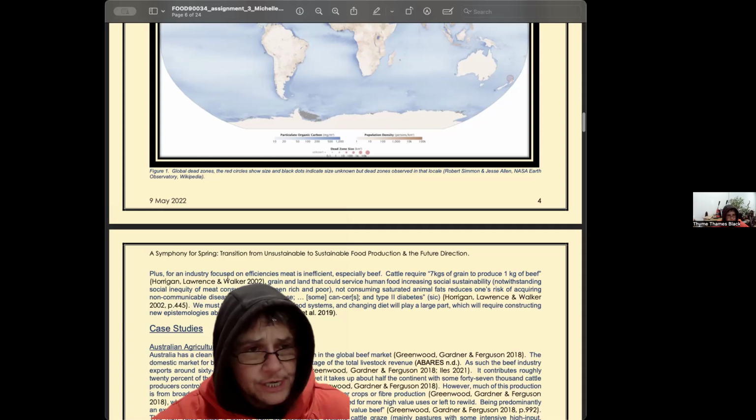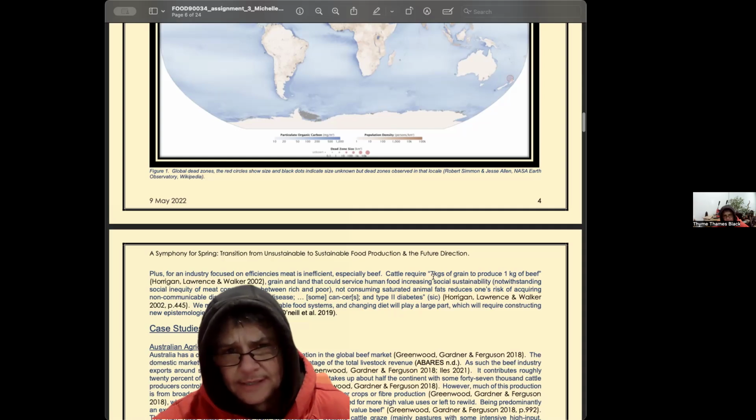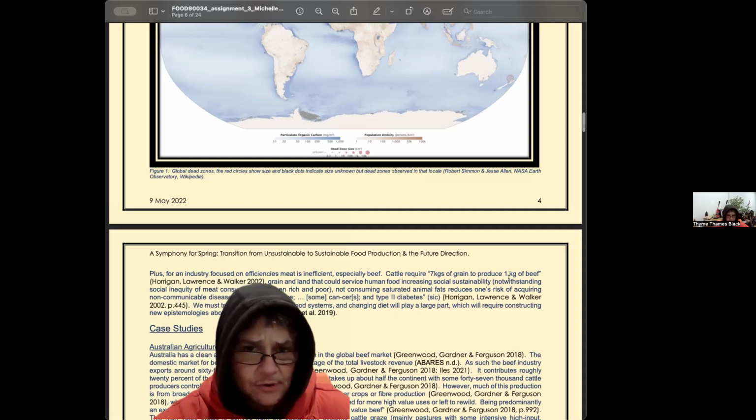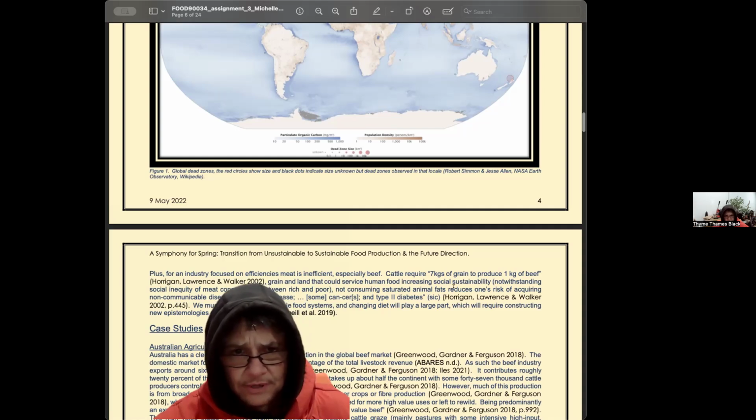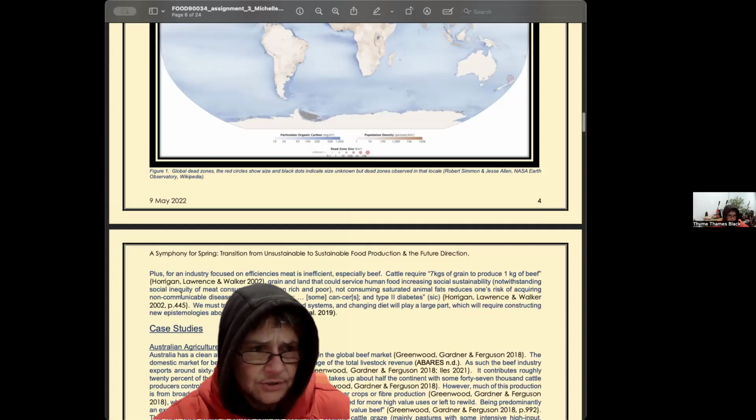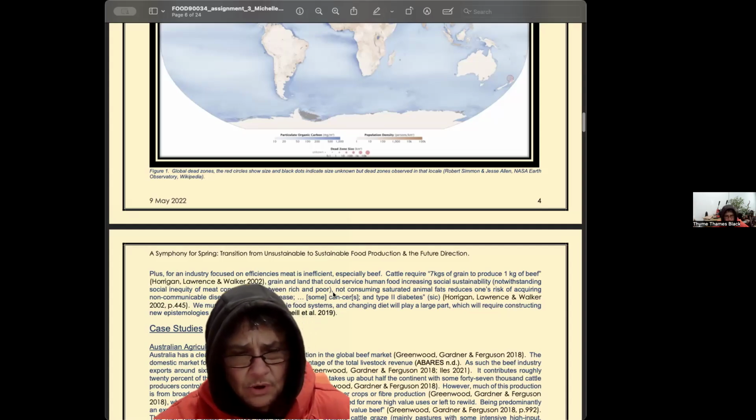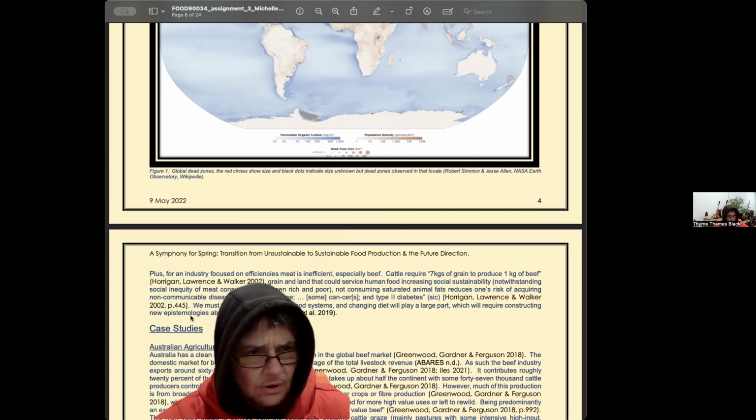Plus, for an industry focused on efficiencies, meat is inefficient, especially beef. Cattle require 7 kilograms of grain to produce 1 kilogram of beef (Lawrence and Walker, 2002). Grain and land that could service human food, increasing social sustainability, notwithstanding social inequality of meat consumption between rich and poor. Not consuming saturated animal fats reduces one's risk of acquiring non-communicable diseases like heart disease, some cancers, and type 2 diabetes (Harrigan, Lawrence and Walker, et al.).